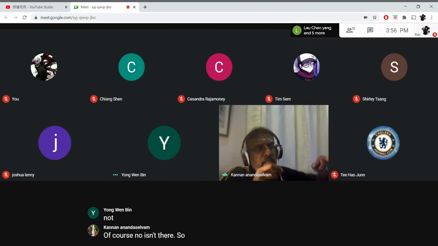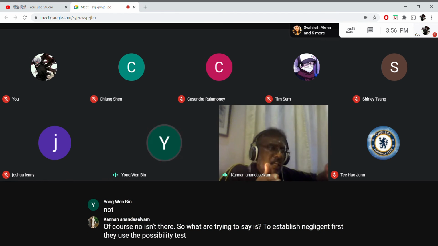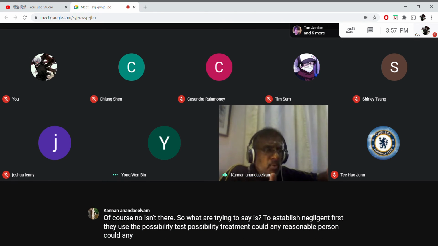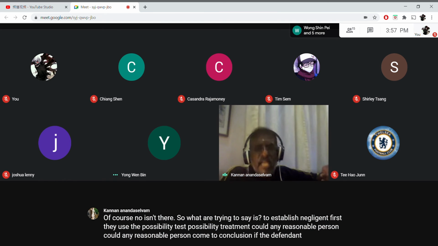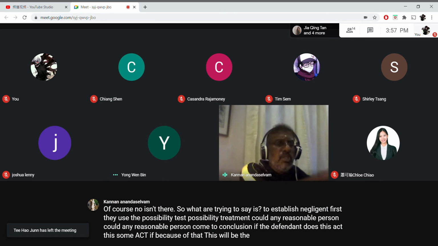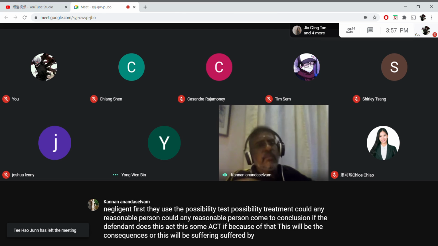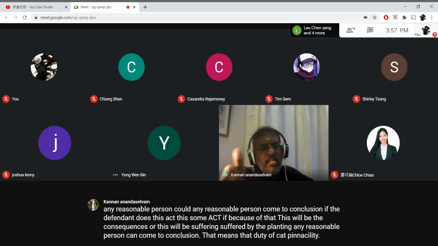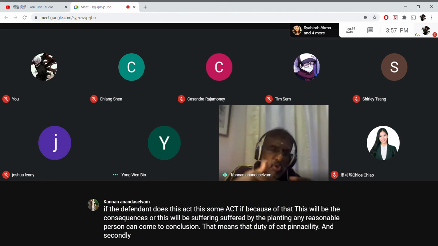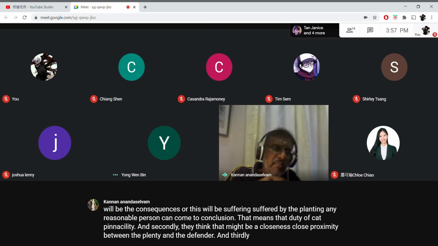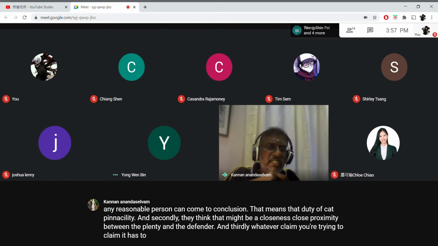So what they're trying to say is, to establish negligence, first they use the possibility test. Possibility test means: could any reasonable person come to a conclusion that if the defendant does some act, these will be the consequences, or this will be the suffering suffered by the plaintiff? Any reasonable person can come to that conclusion. That means the duty of care has been established already. And secondly, they say there must be a close proximity between the plaintiff and the defendant. And thirdly, whatever you're trying to claim, it has to be fair, just, and reasonable.